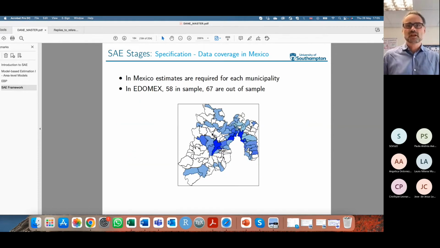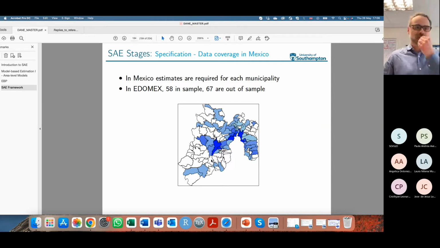So where you see that there is a color, a blue color, then that means that the corresponding municipality has some sample observations present in the survey data, and the higher the intensity, the darker the color of the area, then the higher the size of the sample data set in that municipality. So you see that this here is Mexico City around here, and you see the color is a lot more intense and a lot darker here.